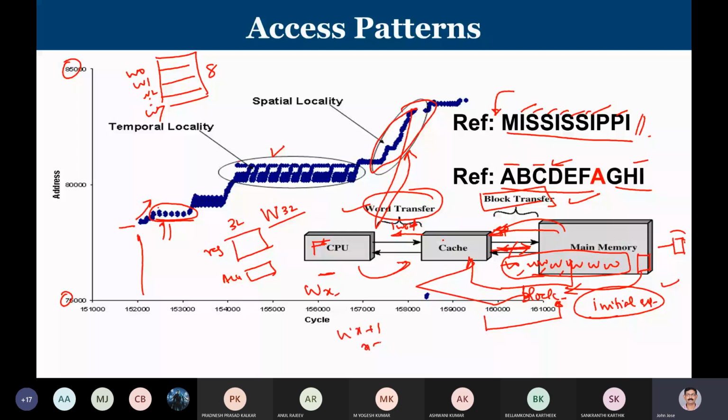So it is always advisable that when word number WX is available in cache, and when you go to main memory, you bring a block of data where WX is present, such that the adjacent locations of WX are also brought, keeping in mind that in the near future there is a very high probability that WX plus 1 or WX minus 1, or plus 2, minus 2, will be accessed. So at that time I don't want them to be missed in cache. I can keep the data a priori.